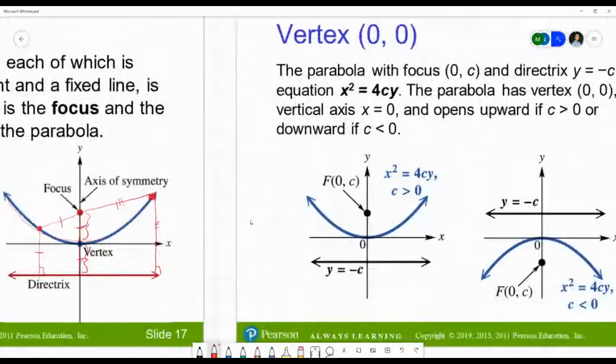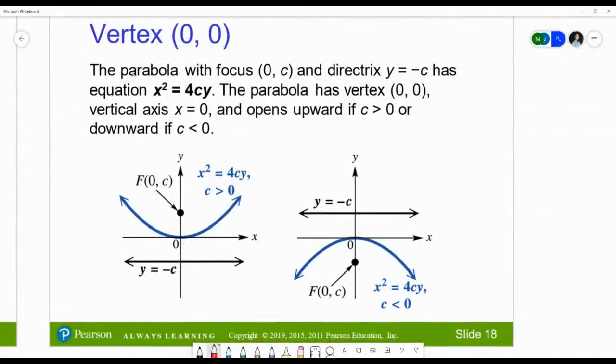All right, let's look at the equation. So the parabola with the focus (0, c) and the directrix of y equals -c has an equation of x squared equals 4cy. This 4 right here is a constant. Okay, this 4 does not change, so it would be 4 for every single equation. All right, so the c value is going to be the distance from our vertex to here. And of course, that's the same distance in the opposite direction to go to my directrix.